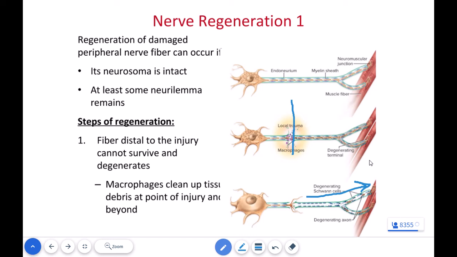However, the Schwann cells are still alive. And those Schwann cells have that hollow tube that's left over after they've been wrapped around the axon.